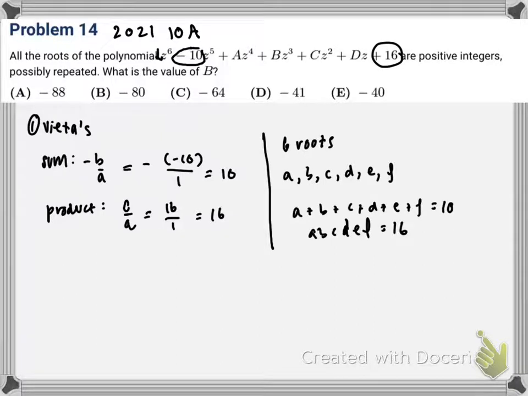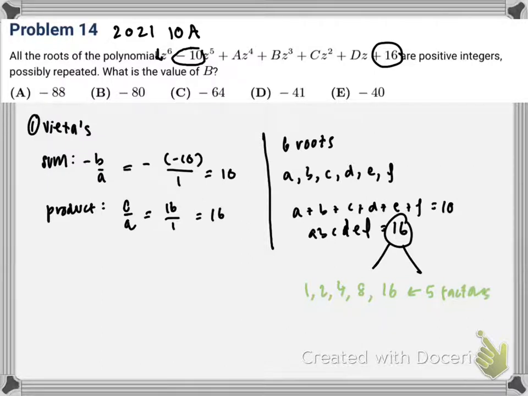That seems kind of tedious, except upon closer inspection, we see 16 only has so many factors. I'm going to make a sort of factor tree, or we could just list out all the factors. Let's do that. We have 1, 2, 4, 8, 16, and those are the only real factors of 16. So what are we going to do? There are only 5 factors, and we've got 6 roots, so at least one of them is repeated.